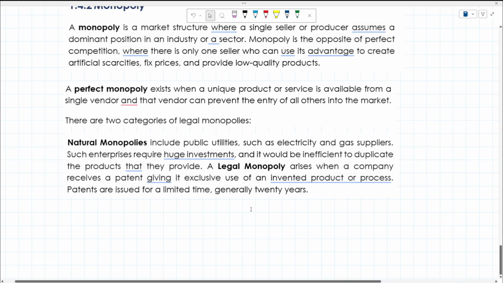And this is not natural, or this is legal, okay? Because as mentioned, there would be no one willing to fund, no one willing to shed out money to create another electric company. Because it is very, very expensive to do so.